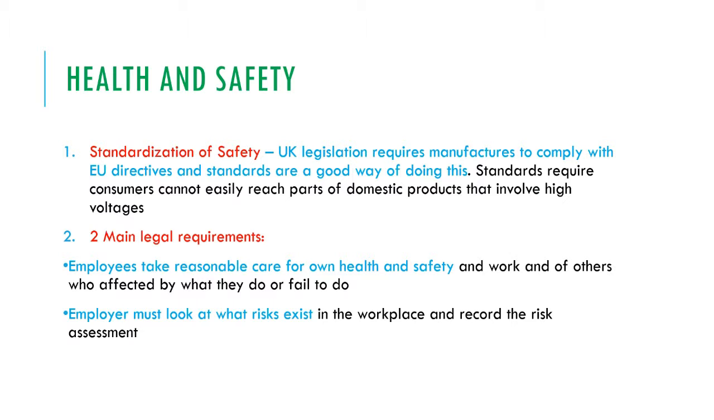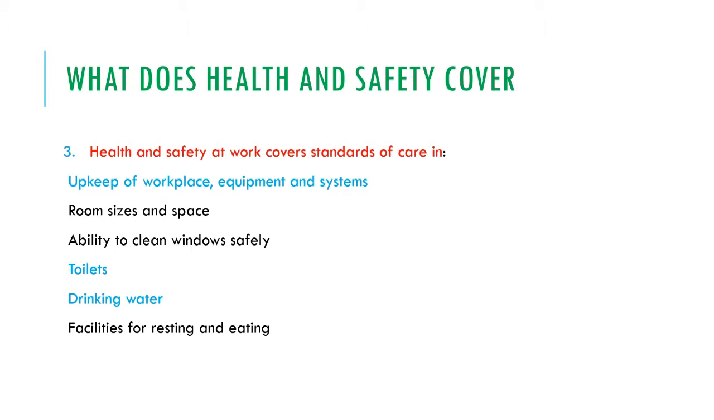There's two main legal requirements, and that is that employees need to take reasonable care for their own health and safety and the work of others who are affected by what they do or fail to do. An employer must look at what risks exist in the workplace and then record the risk assessment. So what does health and safety actually cover? Well, it covers issues of upkeep of the workplace, such as equipment and systems, the sizes and space in the workplace, the ability to clean windows safely, toilets, drinking water, and facilities for rest and eating.